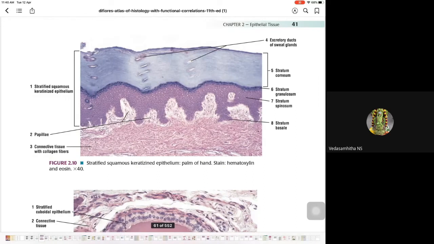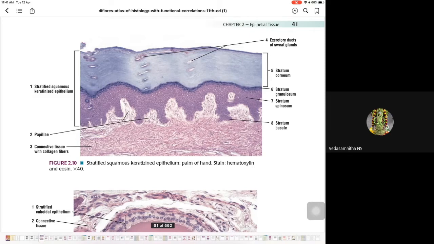So, reading again. Stratified squamous keratinized epithelium, palm of hand. One is stratified squamous keratinized epithelium. Two is papillae. That is papillary dermis. Three is connective tissue with collagen fibers, reticular dermis. Four is excretory ducts of sweat glands.